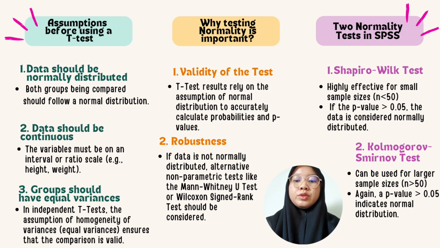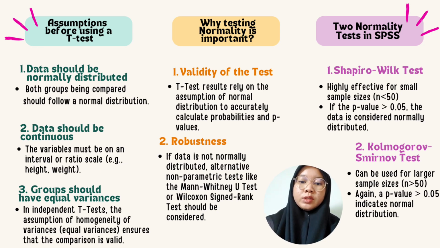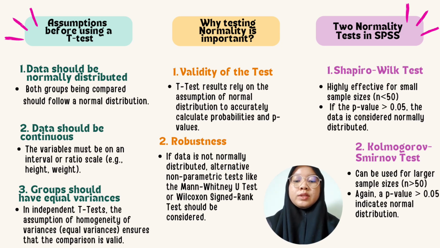The third is that groups should have equal variances. In independent tests, the assumption of homogeneity of variances, or equal variances, ensures that the comparison is valid. For example, if we are comparing the heights between two age groups, and the heights across both groups are equal, it is equal variances. Unequal variances means that when comparing both classrooms, the heights are not similar. This requires using Welch's t-test instead of the standard independent t-test.